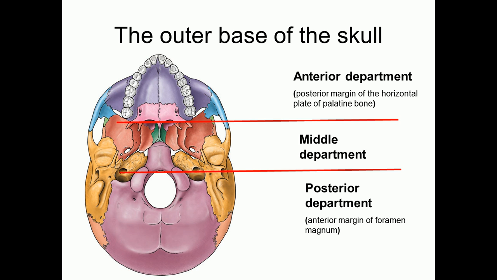The line which divides posterior department and middle department is the line through the anterior margin of foramen magnum. So, in our control lesson, you should demonstrate each detail, each structure in all three departments of the outer base of the skull, and explain where the borders between these departments are.